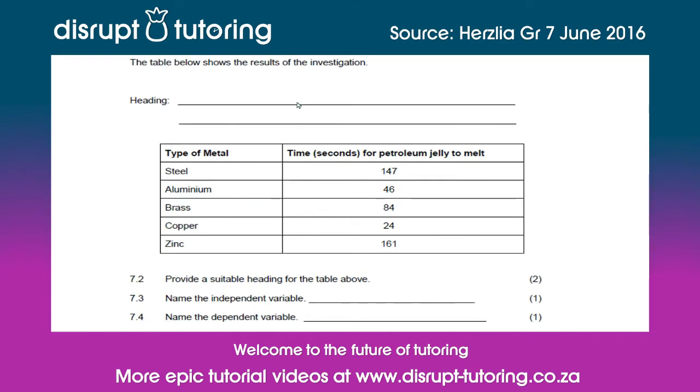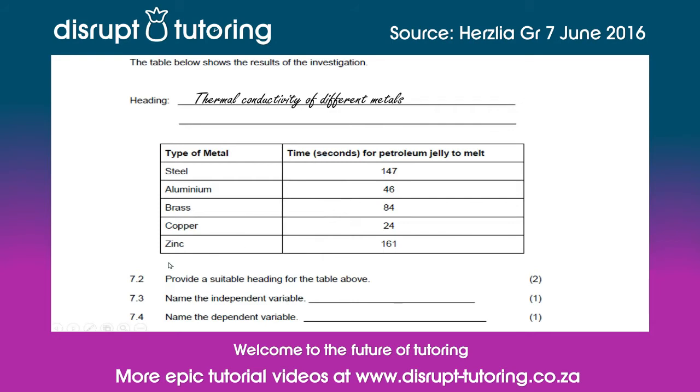Let's move on, and it reads, the table below shows the results of the investigation. There's a column for the type of metal on the left, and on the right is given the time in seconds for petroleum jelly to melt. And so question 7.2 asks us to provide a suitable heading for the above table. So a suitable heading would be thermal conductivity of different metals, because this is what the experiment is all about, and that is also what is shown in the table.